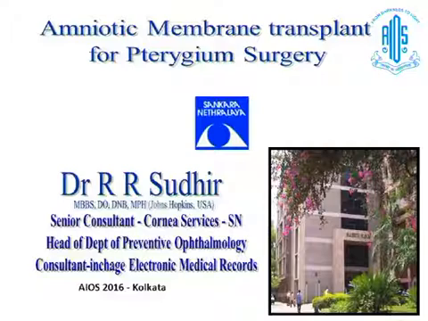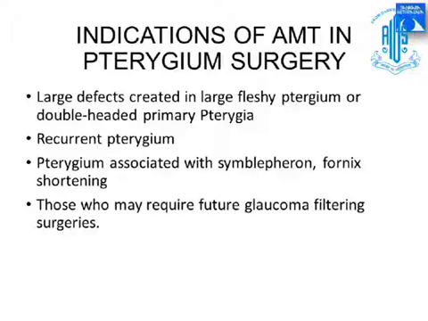Coming back to amniotic membrane for pterygium surgery, when we look back at the indications: when we have a large defect created in a double-headed primary pterygium, or in a thick or very big fleshy pterygium where the tissue is not adequate, then we use amniotic membrane. Also in a recurrent pterygium or a pterygium associated with symblepharon or fornix shortening, where we need a huge amount of tissue, and in those who may require future glaucoma filtering surgeries where we need to preserve the conjunctiva.